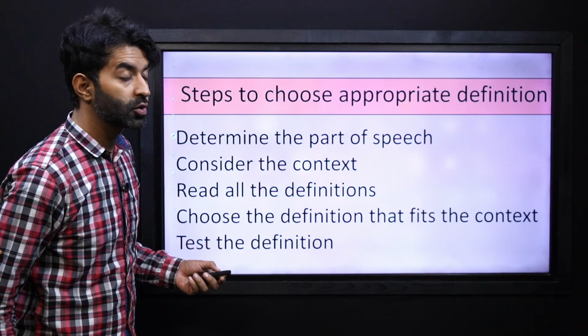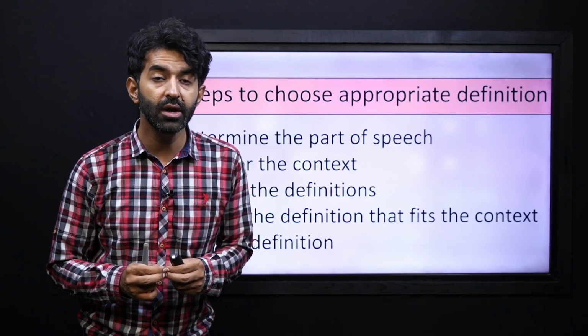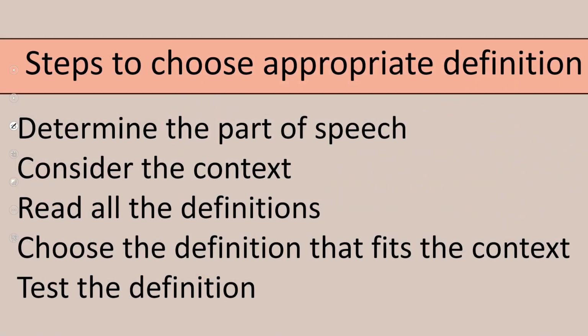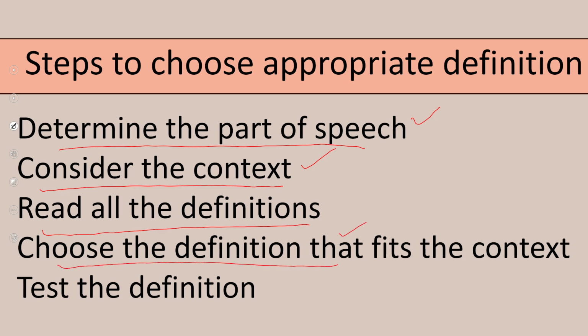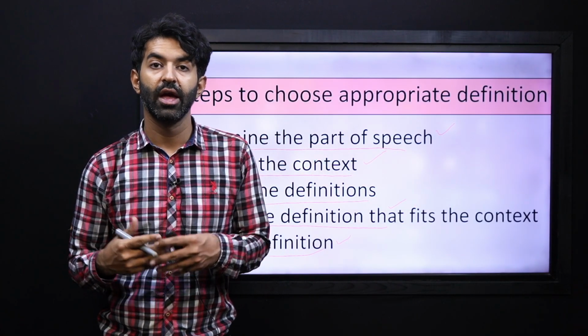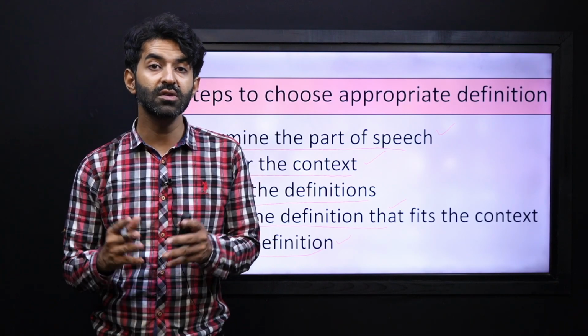Now, here is what you're supposed to do when you have a difficult word in your reading comprehension. First, you have to determine the part of speech. Is it a verb, a noun, an adverb, or an adjective? Then you consider the context. Look at the context. Next step is to read all the definitions that you have in the dictionary and then choose the definition that fits the context. And the last part is to test the definition in the sentence. Try to translate it in your language and see if it makes sense. So these are all the steps that you need to do.